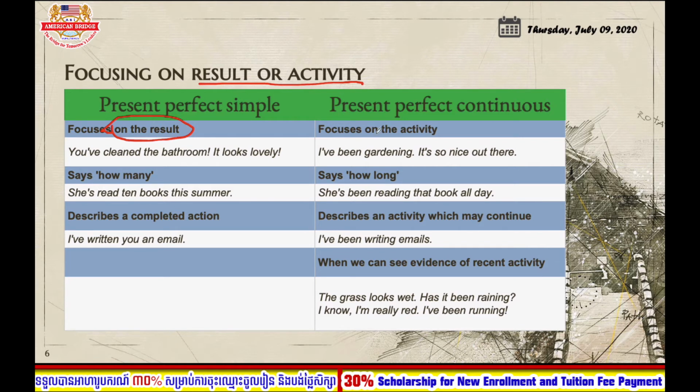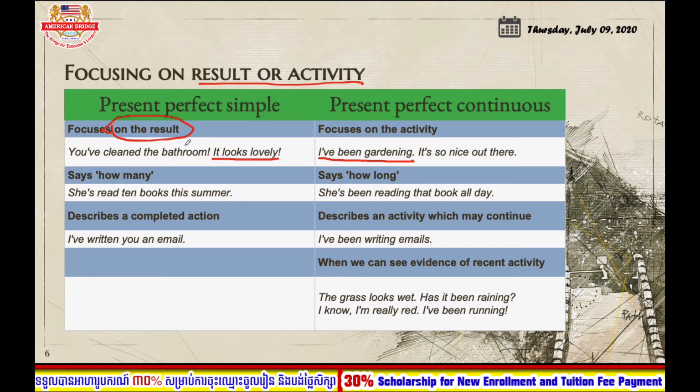However, if you focus on the activities, you have been doing this for quite some time, so you use present perfect continuous. So, I've been gardening. It's so nice out there. And the focus of this sentence is not the result, but the activity here, been gardening. And in the previous one, they focus on the result.